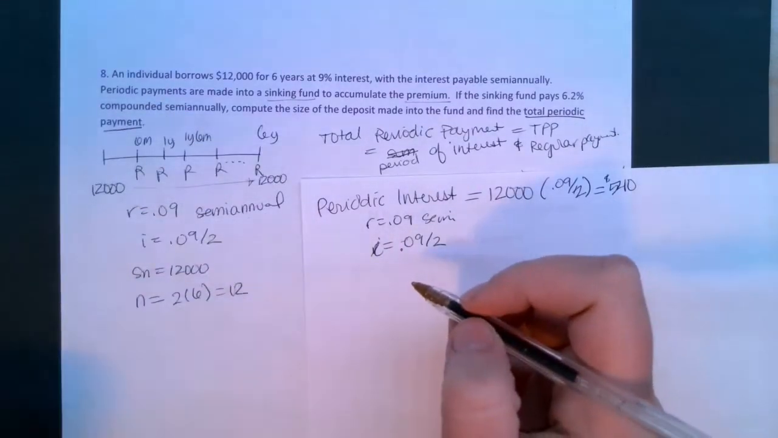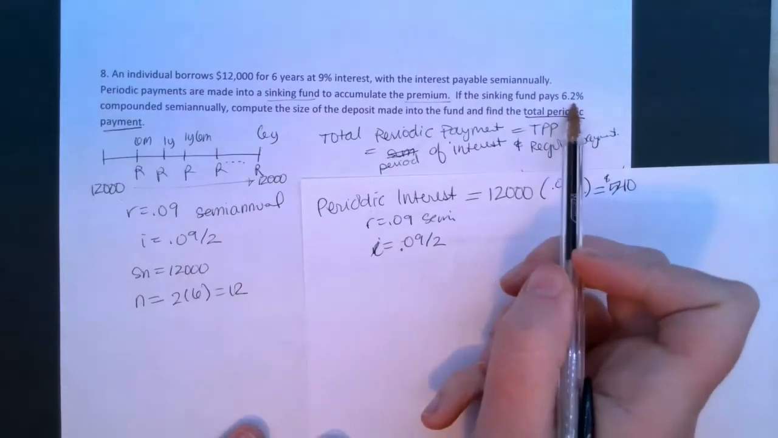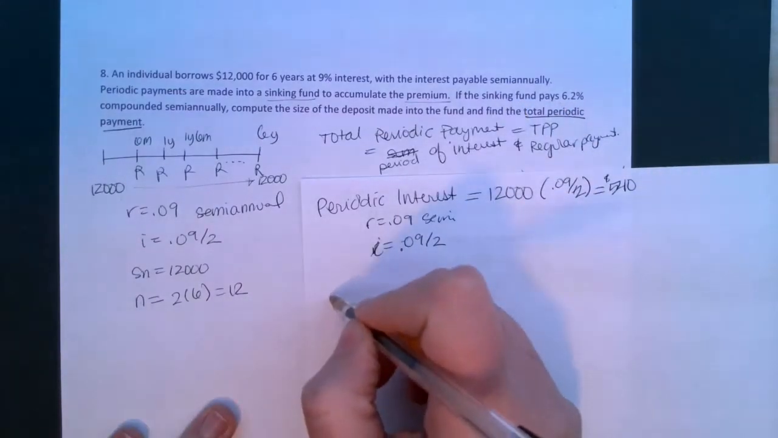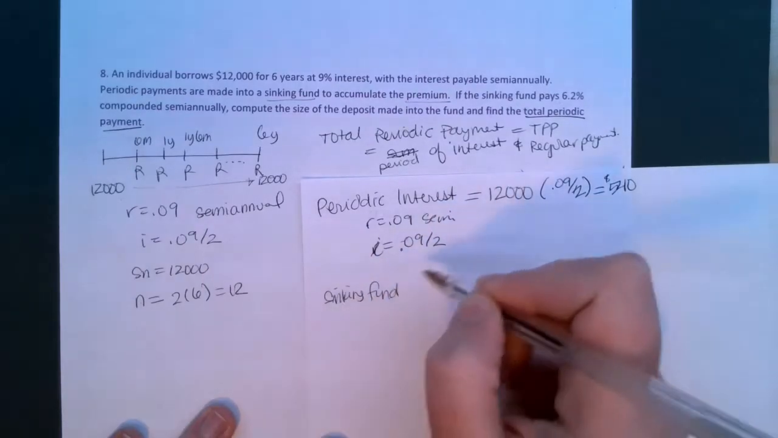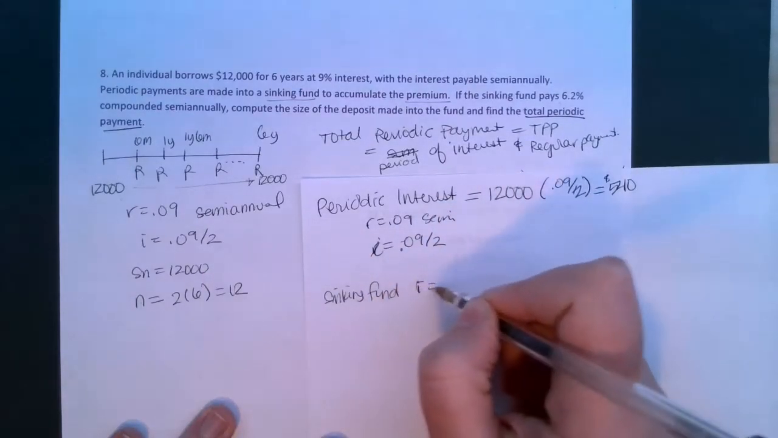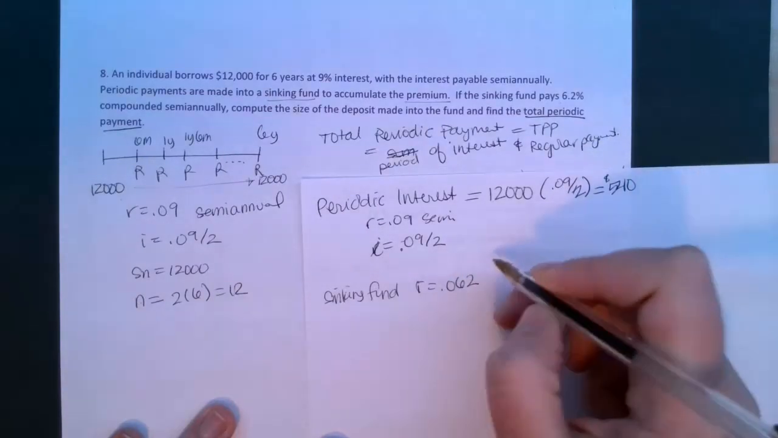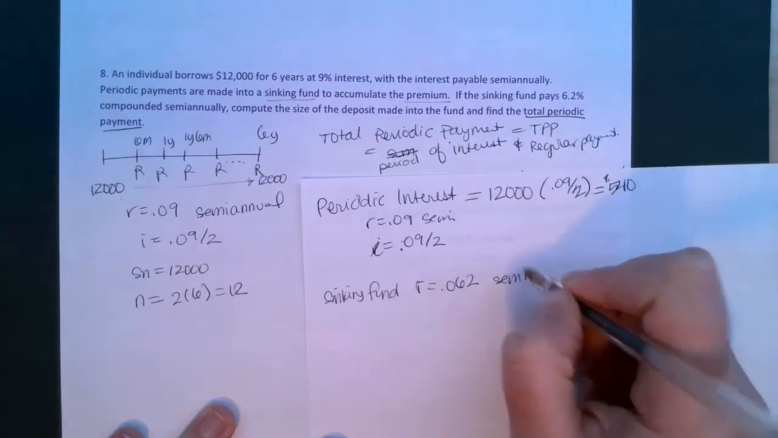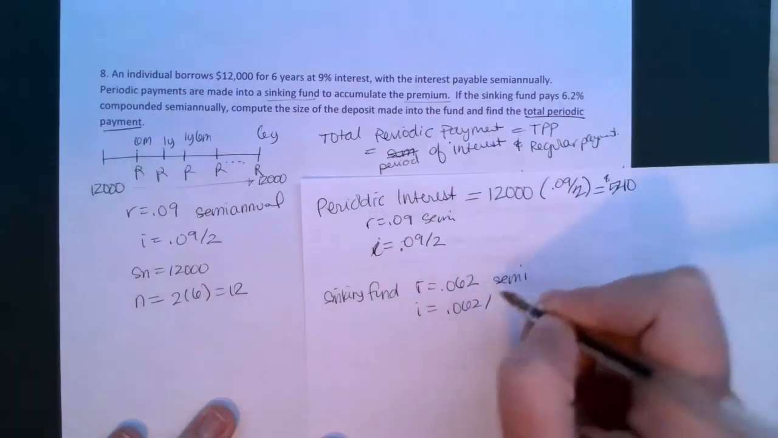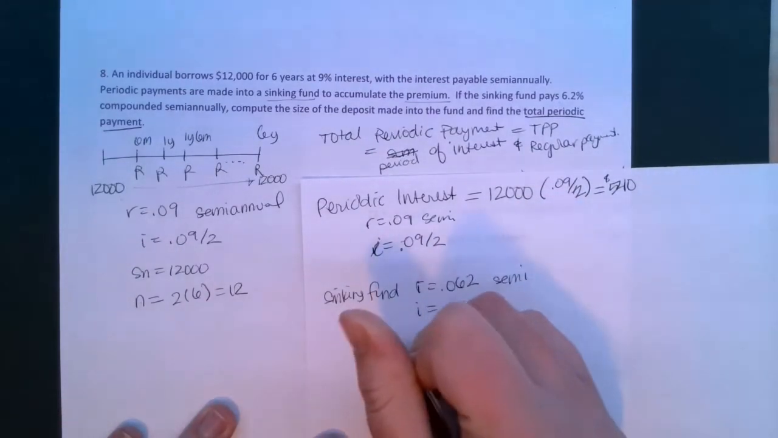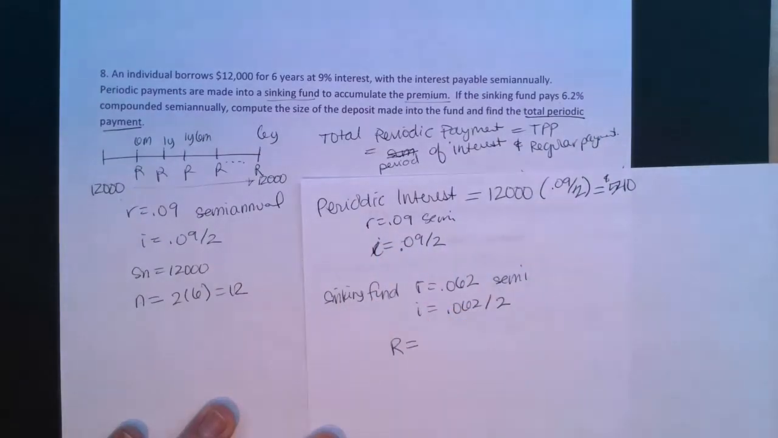Now the sinking fund payment is a different rate. Okay, so the sinking fund, here our rate is 0.062, and again that's semi-annually, so our I is going to be 0.062 over 2, and then we're going to set it up the same way we've been doing to solve for R.